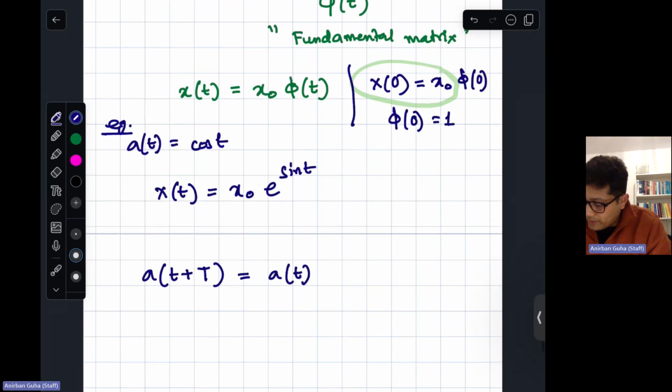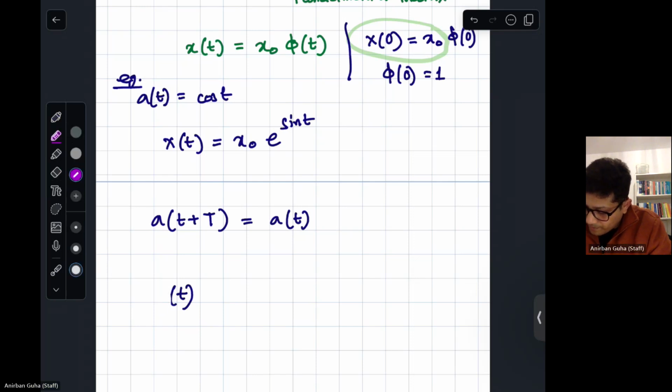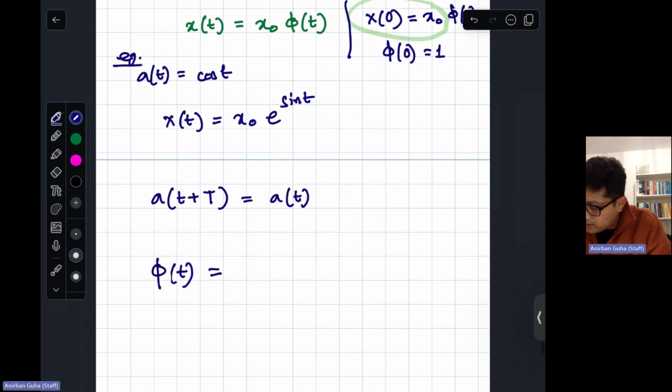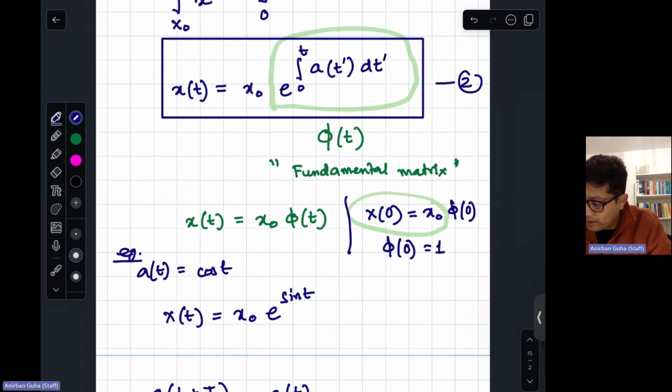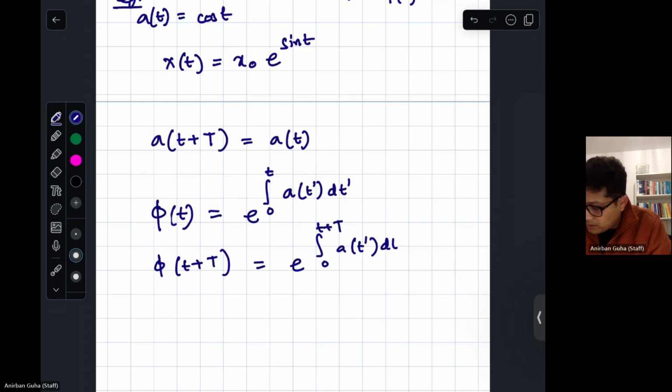Now, if that's the case, then let's try to see what the fundamental matrix turns out to be. So phi of t. You already know what phi of t's definition is. Phi of t is the exponential of the integral from 0 to t of A of t prime dt prime. That's the definition. So what is phi of t plus capital T? It is the exponential of the integral from 0 to t plus capital T of A of t prime dt prime, right?